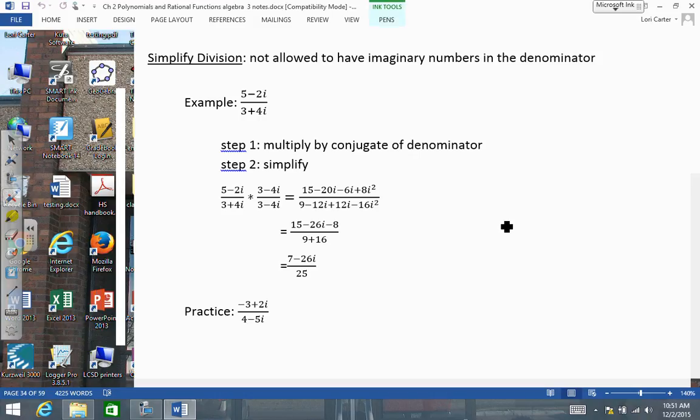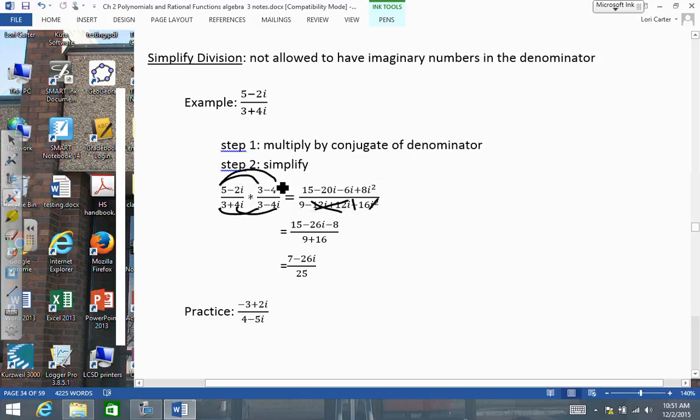So if I have 3 plus 4i on the bottom, I have to multiply by 3 minus 4i. But whatever I do to the denominator, I must do to the numerator. The bottom is a simple conjugate, so you can do the 3 and the 4i. You don't have to do that step. And you've now got 25. The top, you have to do all of it. So you have to take the 5 times the 3, the 5 times the negative 4i.